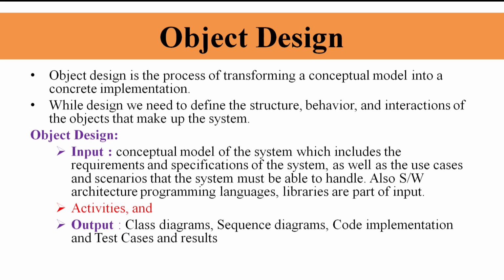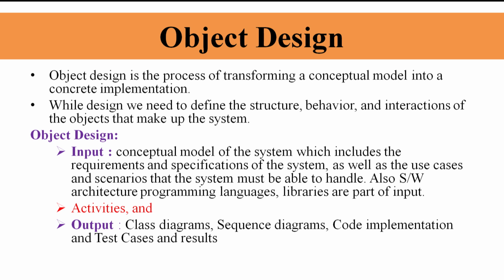So while designing we need to define the structure, behavior, and interaction of the objects that make the system. These are all the basic things associated with any object you will be developing. The object will have a certain kind of structure, it will depict a certain kind of behavior, and it will participate in the system by interacting with certain other objects. That comes as the interaction among the objects.